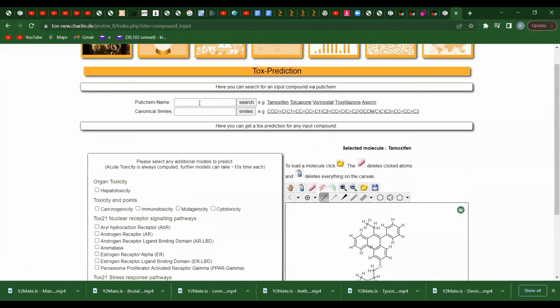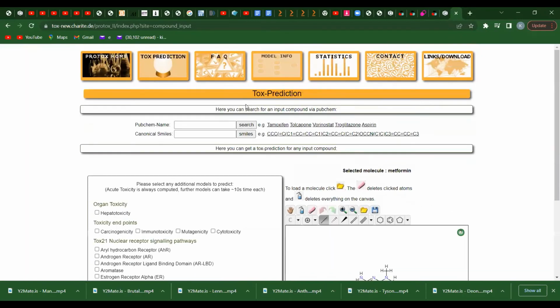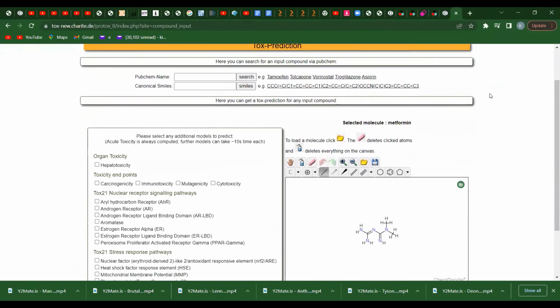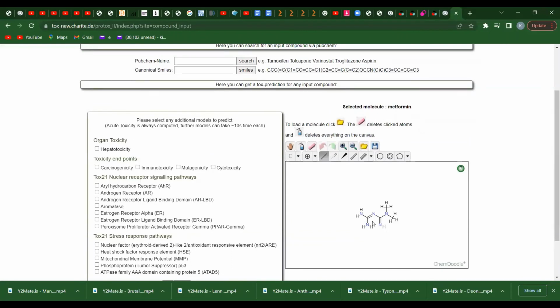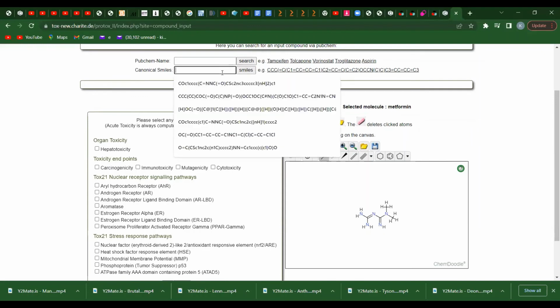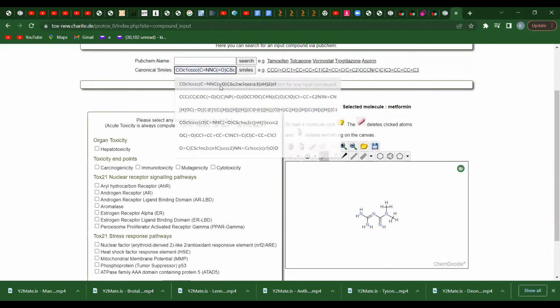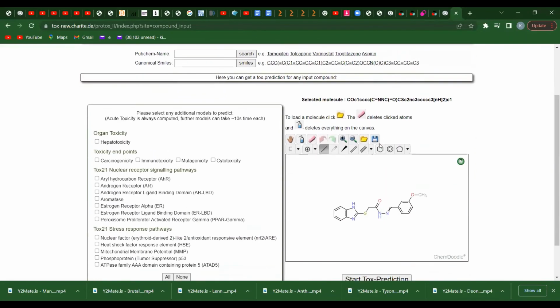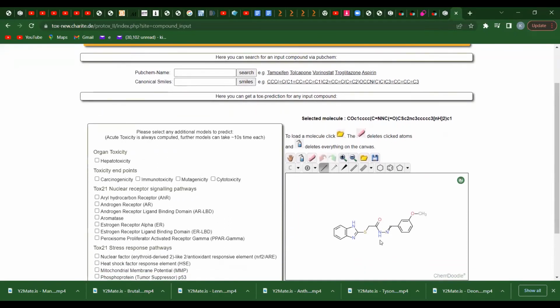Now, when you want to predict, there are different ways. If you are connected to the internet, you can put the name of the compound. You can say metformin, and click search. Can you see? Because you are connected to the internet, it automatically imports the structure of metformin. Another way, if you're not on the internet, you can input the canonical SMILES of your drug, as you can see here. If I click SMILES, it converts the SMILES to the structure. And better still, you can also draw on this platform. If you want to draw the structure, you can.